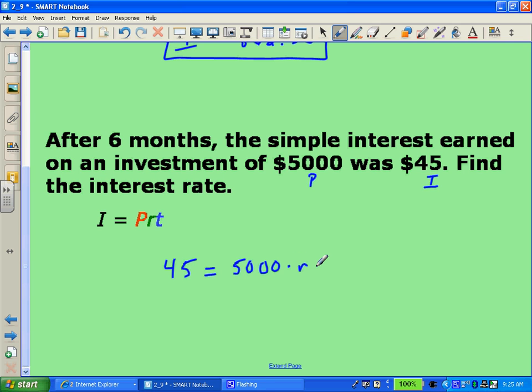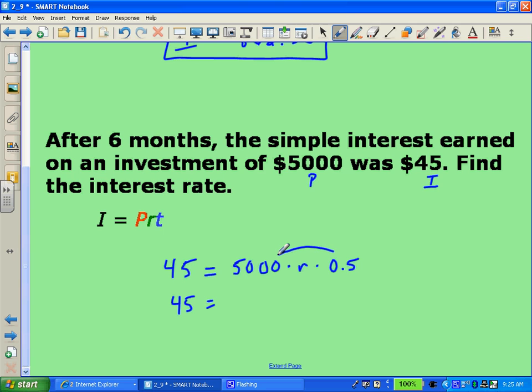Now I don't know what R is. So I'm just going to put that in the middle. And how long was my investment? 6 months. Now remember, time has to be in years, so 6 months is half of a year, so I'm going to put 0.5. Okay, so now I have to solve for R.